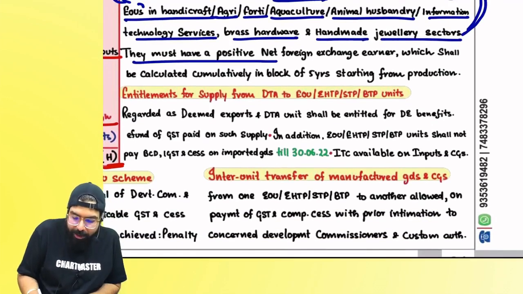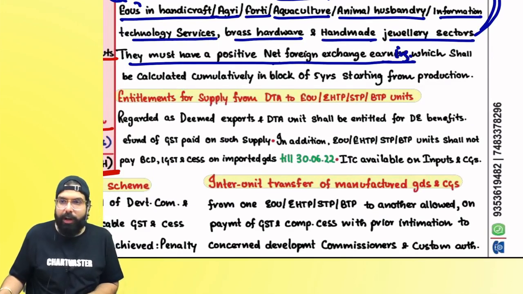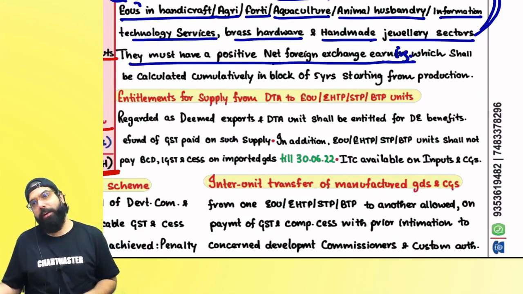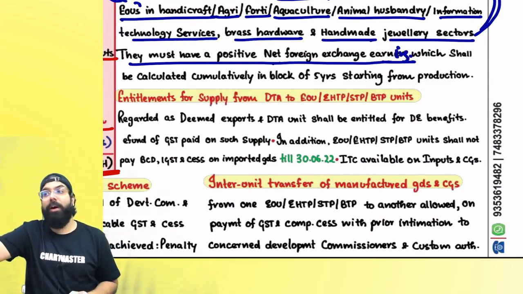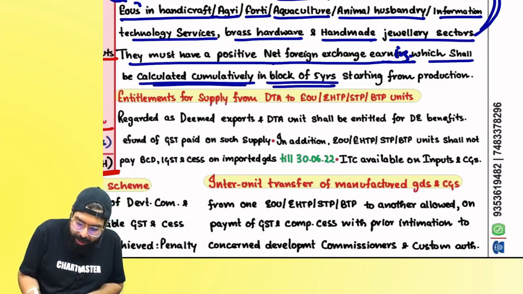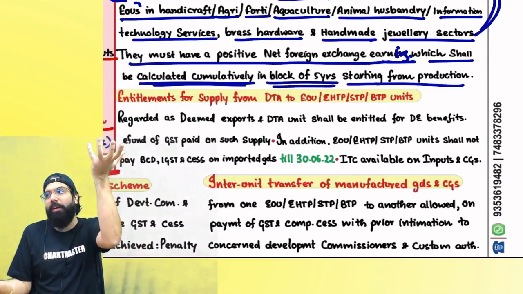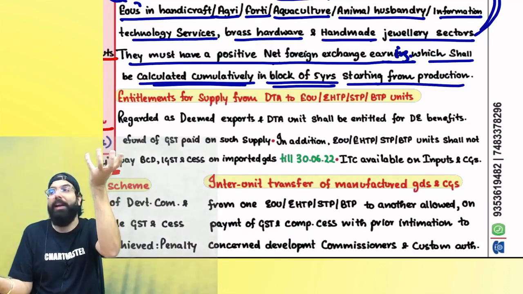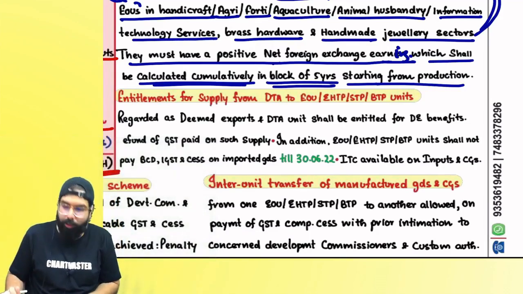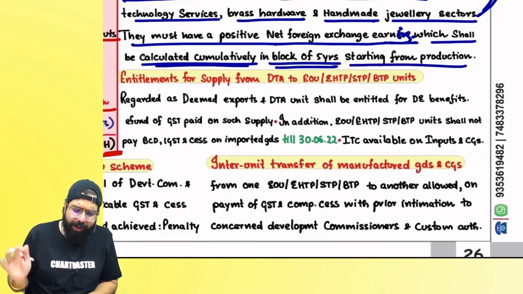They must have positive net foreign exchange earner. Sorry, positive exchange earning. Okay, everyone? Means how much you have spent, how much you have earned, earning should be more than your spending, which shall be cumulatively in a block of 5 years starting from production. From production till date, they will go ahead and see what you have earned in foreign currency and what you have spent in foreign currency. Have you made any benefit in foreign currency or not? Are we clear, everyone? They should have positive foreign exchange earning.